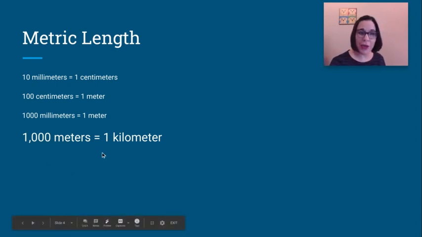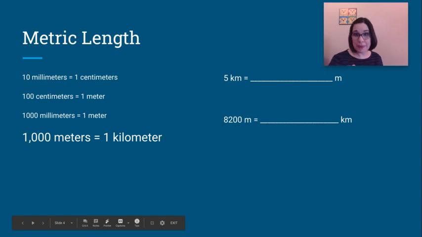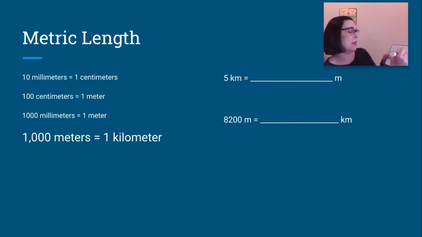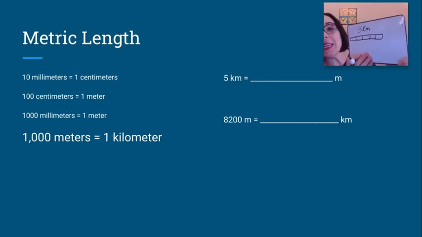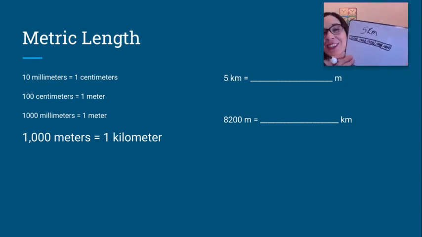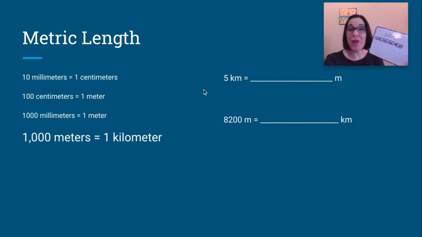So if I want to go from 5 kilometers to meters, how many meters? Well, I know there's 1,000. I have 5 kilometers. Well, I will draw here my 5 kilometers. And I know that each one of those is equal to 1,000. Each kilometer is 1,000 meters. And so 5 groups of 1,000 equals 5,000.